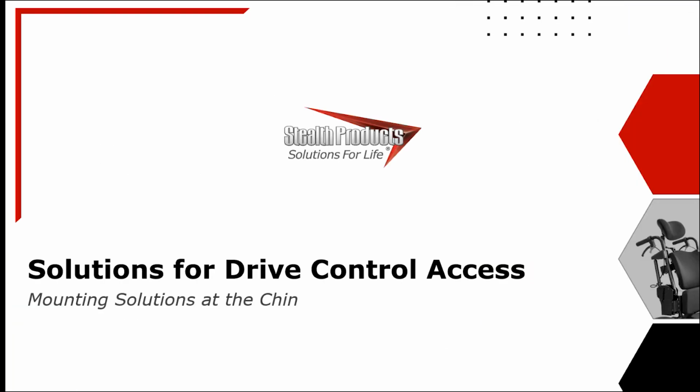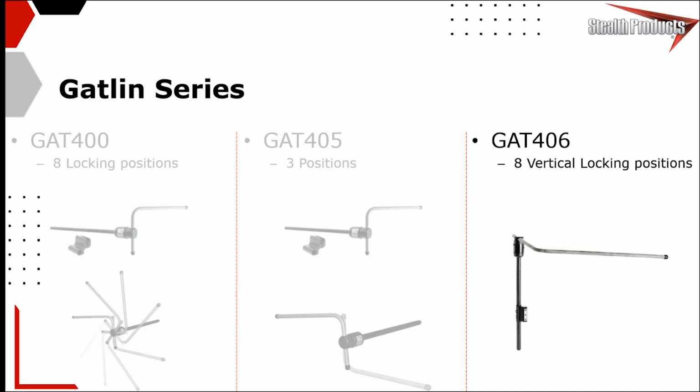Now we're going to pivot and jump up to the chin. We have several options here as well. Remember the slides from earlier. To start with, we just talked a lot about Gatlin. There are 3 distinct series, right? But the GAT 400 and 405 that we just covered are for arms typically. Now the GAT 406 is our option for chin control mounting.